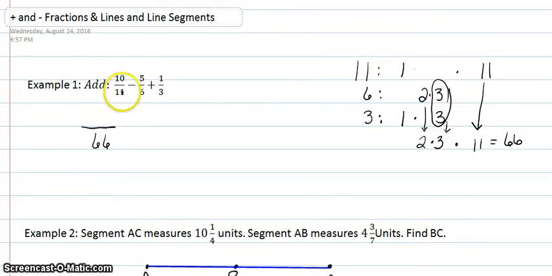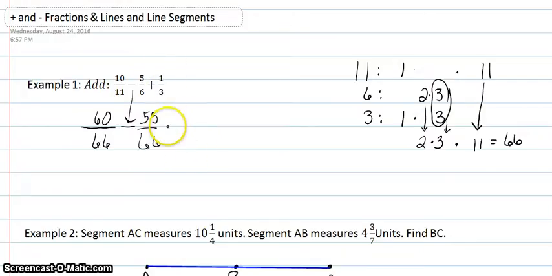So in this first fraction, to make the 11 66, I had to multiply by 6. So that means I need to multiply the 10 by 6, so I'll have 60 on top. Then in the second fraction here, I need to remember to bring down my subtraction sign, and then I'll have a 66 on the bottom. To make the 6 66, I would have to multiply by 11, so I need to also multiply the top by 11. So 5 times 11 is 55.